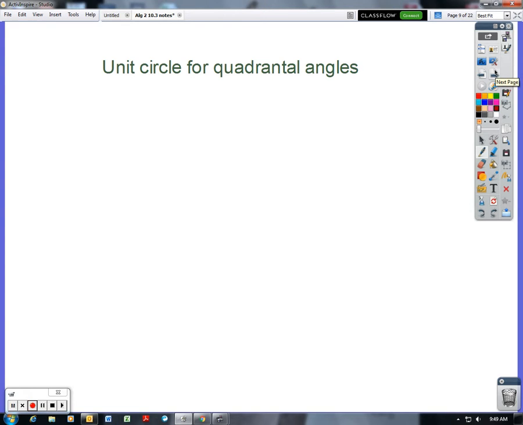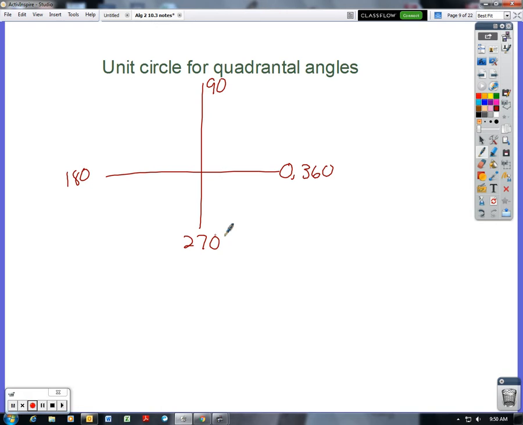Now, the unit circle for quadrantal angles. Those are the angles on the quadrants: 0, 360 here, 90, 180, 270. Or in radians, that would be 2 pi, pi over 2, pi, 3 pi over 2.